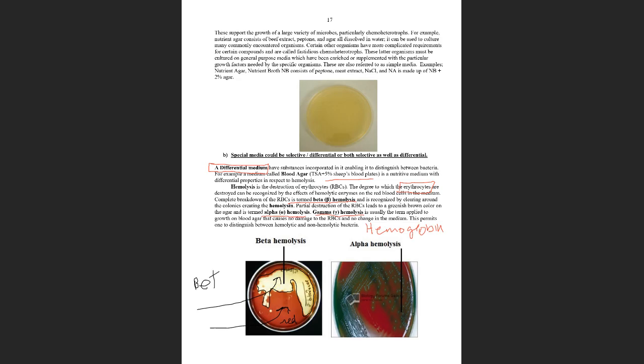Label your plates if you have your hard copy. This is your beta hemolysis. And this is the original color of the plate. The reason this is still red is because there are no bacteria growing in this area. Now that was the plate on the left side, plate number 1.